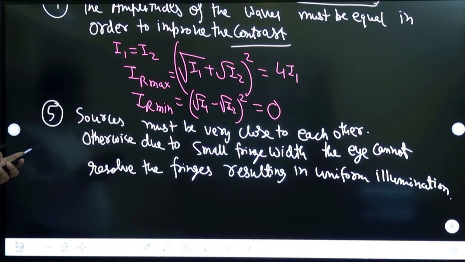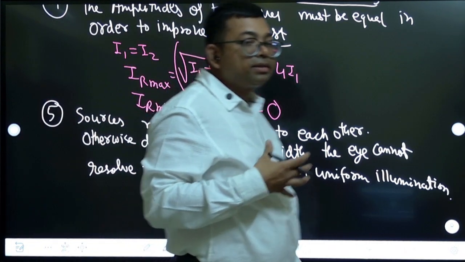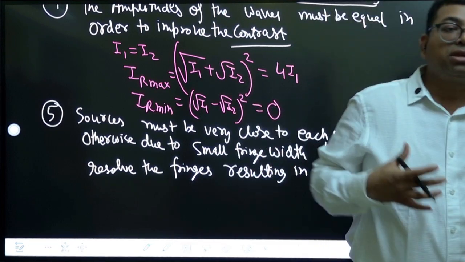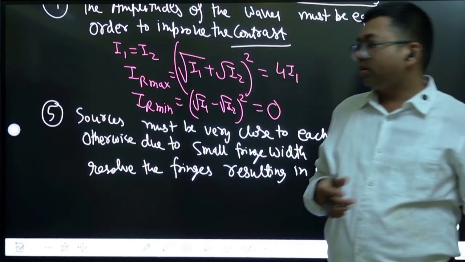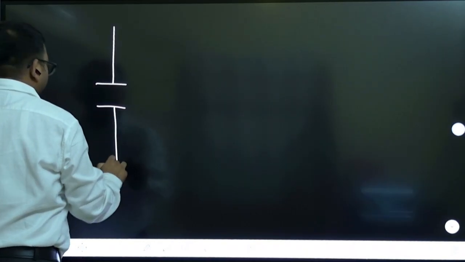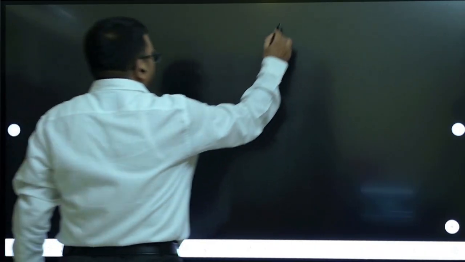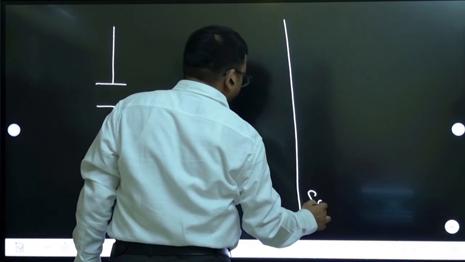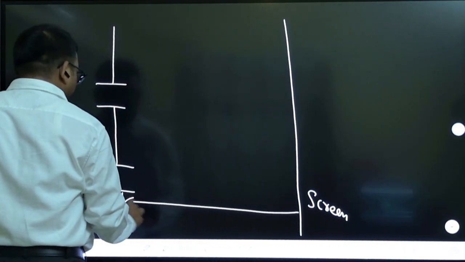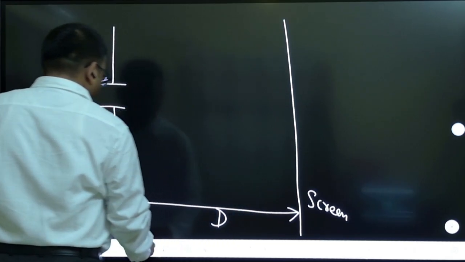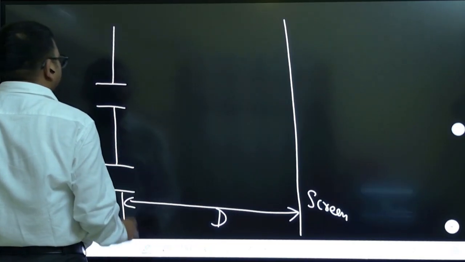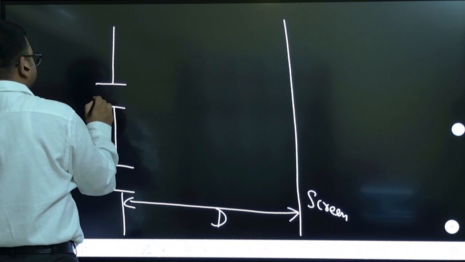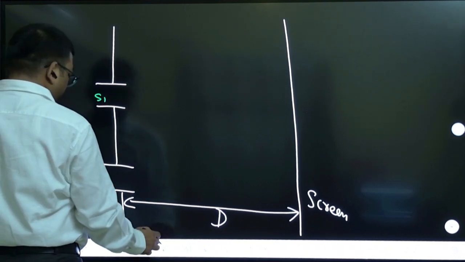Okay. Then I think now we can go into this. Now we are going into more detail of this YDSE setup, and we want to find out maximum and minimum conditions on the screen, right? So let us go into that. There are two slits, basically two slits will be there, and this is the screen. This distance between screen and slit is capital D, right? And this slit is a source S1, and this slit is source S2.